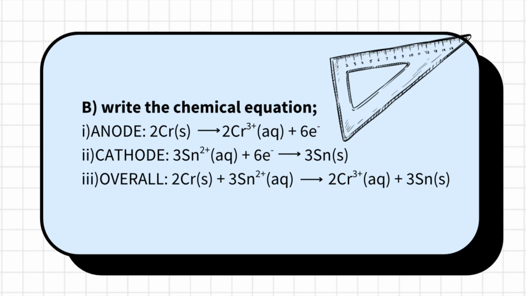Since chromium has the lower potential or more negative, it acts as the anode. And an equation is chromium solid oxidized to chromium ions. For cathode equation, tin ions are reduced to tin metal. For overall equation, by balancing the electrons, we combine these to get the net cell reaction.